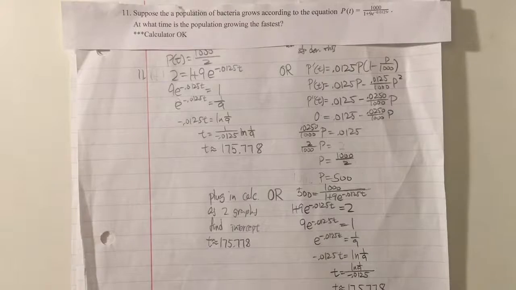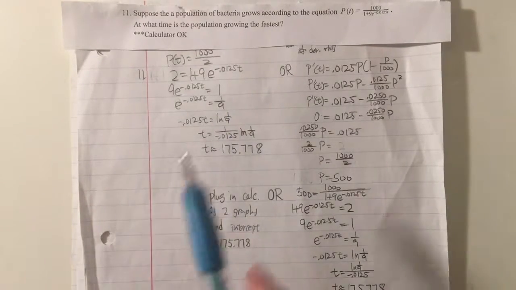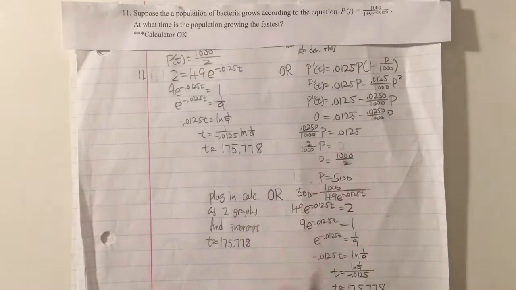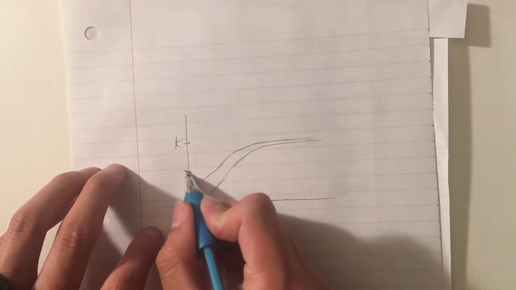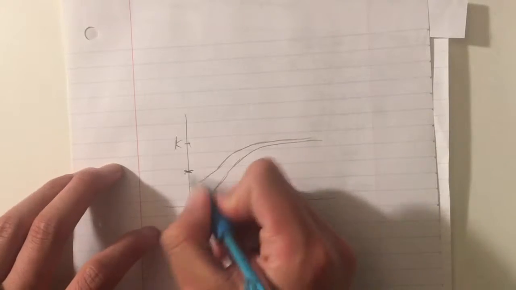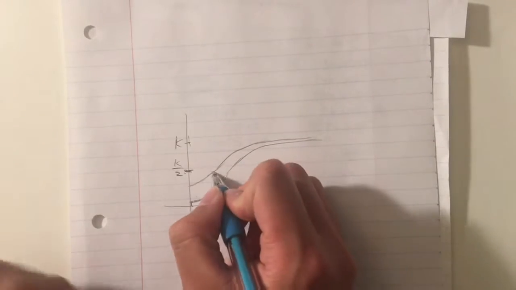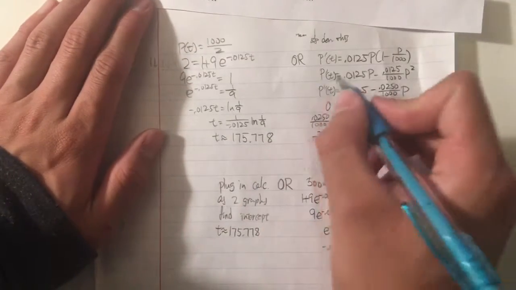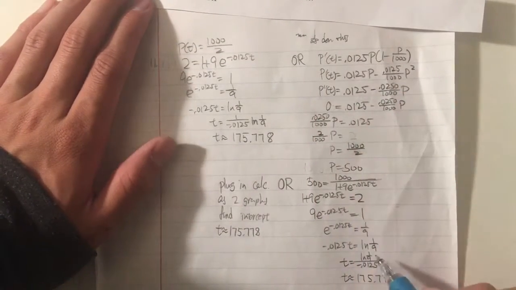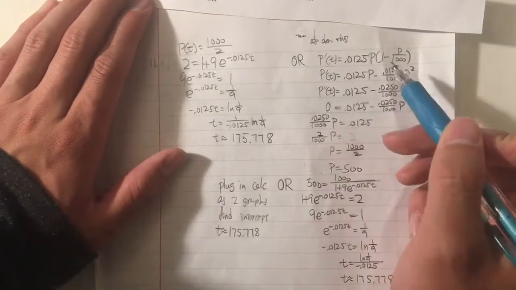Number 11 asks for when is the population growing the fastest, and it gives you the equation for the population. So by previous knowledge, we know that this is the maximum slope, which is p double prime equal to 0, which is the point of inflection. So when you look at this graph, the point of inflection always happens right in the middle between 0 and k, so k over 2. That's when the point of inflection always happens on the logistic graph. We can memorize that, or we can always derive that, which would take more time, but it's possible.